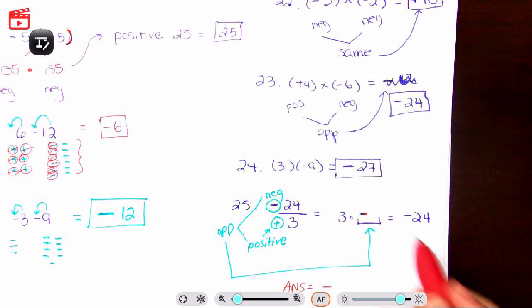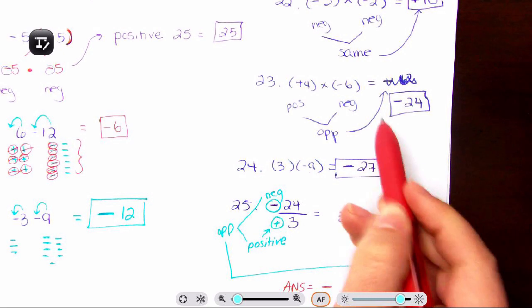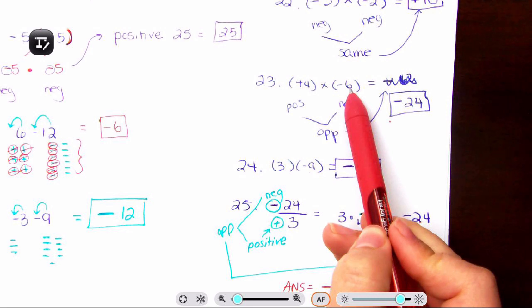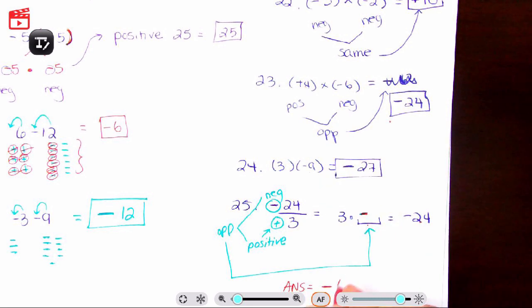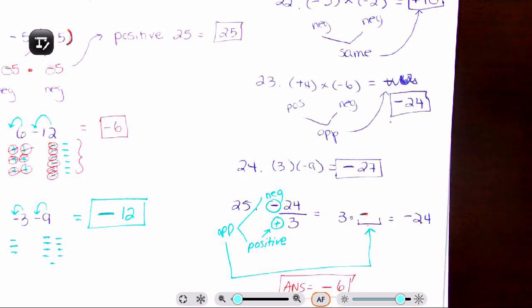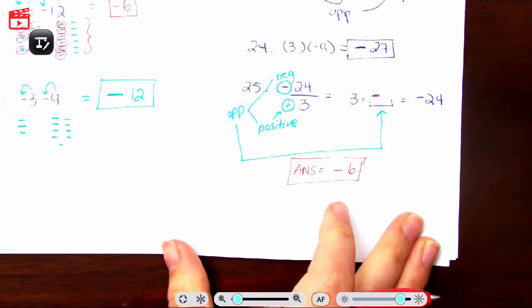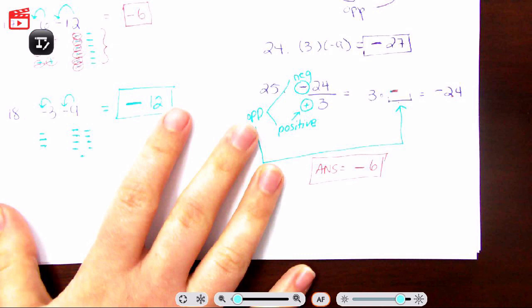So if we are to write our answer is negative. So now that we have our negative, 3 times what is 24? And let's go back to number 23 where we say 6 times 4 is 24. So we know our answer is negative 6. And sometimes that happens. You can find answers in different questions. All right, let's do one more on this page and then I have to get a new sheet.